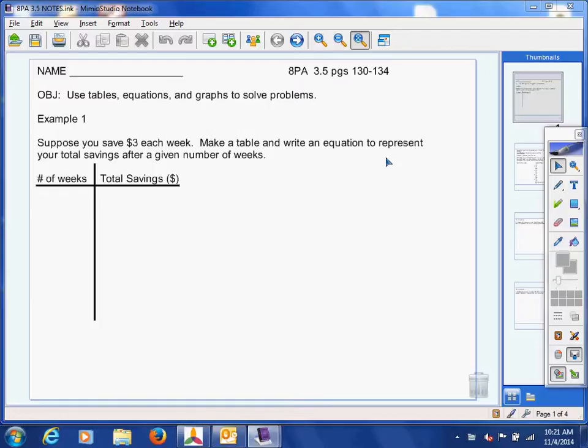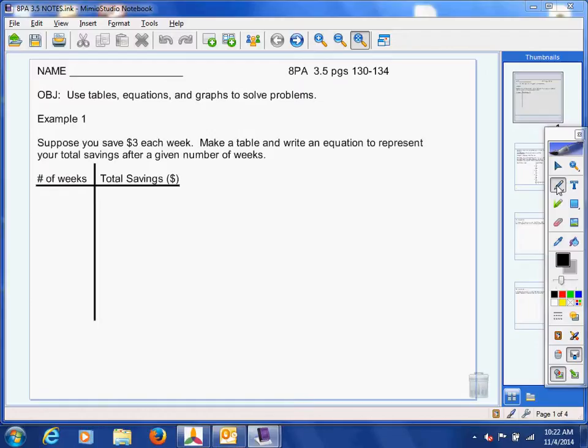All right, let's jump right on in with example 1. I'm going to read the question to you, and then we're going to figure out what in the world they are asking us to do here. Suppose you save $3 each week. I know that's a massive amount of money, but I think you can do more than that. We're going to make a table and write an equation to represent your total savings after any given number of weeks. It could be any week, and we want to be able to figure that.